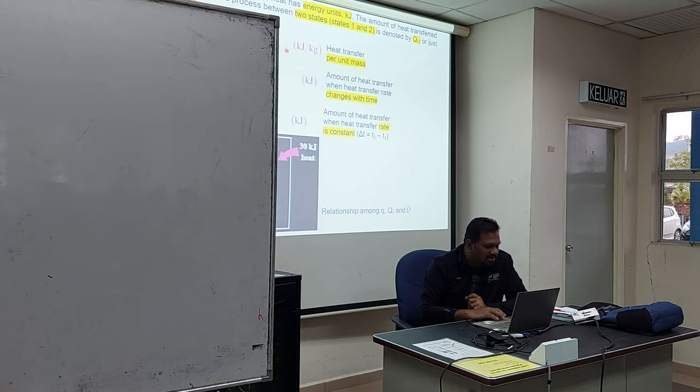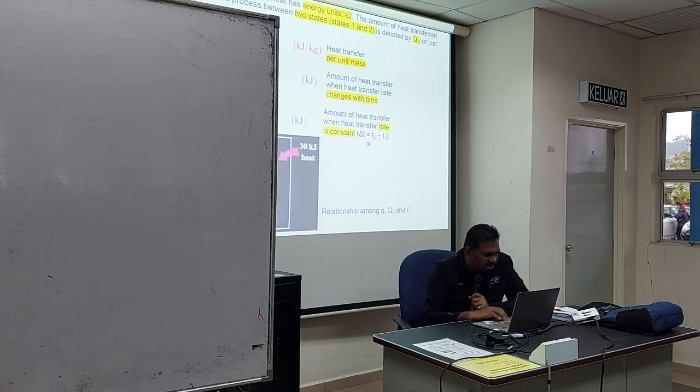Per unit mass, kita selalu bagi dengan mass, Q over m. So yang ni jadi q kecil. Okay, then you have changes with time. Kita ada Q dot. Kalau dia tulis Q dot, kita tahu dia adalah berkaitan dengan masa. So it is changing over time. That's 10 second ke 20 second ke. So you have the calculation is berkaitan dengan masa.